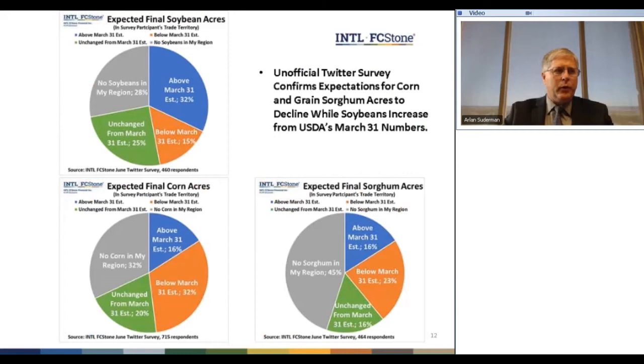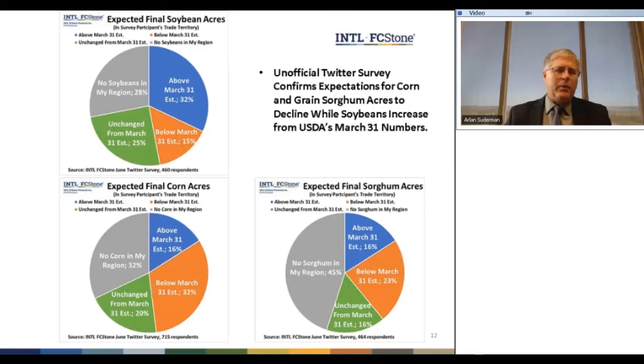Really confirming those expectations that when we get the June 30th report, we could see the corn and grain sorghum numbers ratchet down a little bit, with soybeans ratcheting up. How much, I think, is yet to be determined. Corn is closer to being determined, but soybeans not so much.